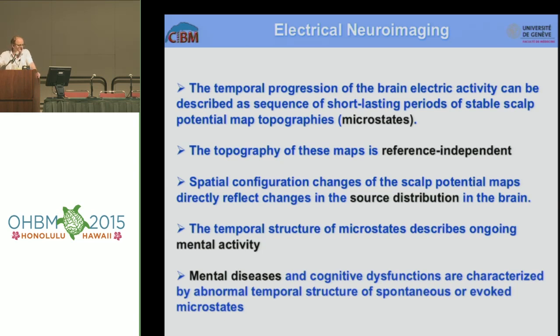The temporal structure of microstates describes, that's what we claim, what Dietrich Lehmann claimed, the ongoing mental activity. And mental diseases, different mental diseases, especially schizophrenia, as I showed you, and cognitive dysfunctions are characterized by abnormal temporal structure, not spatial structure, abnormal temporal structures of the spontaneous or the evoked microstates. I want to finish with that, and I thank you for your attention.